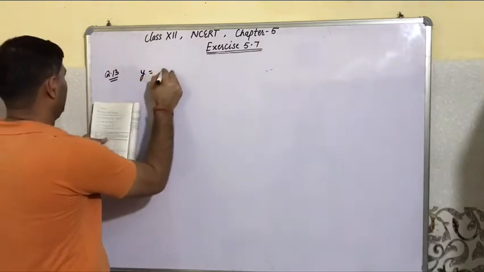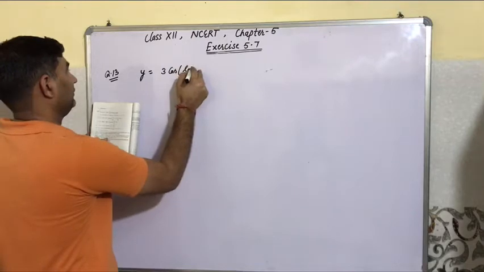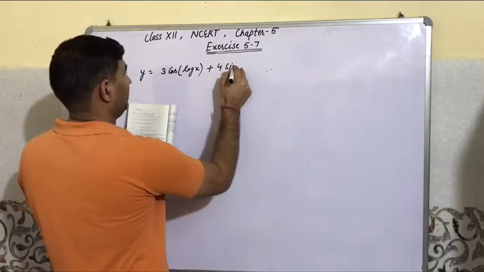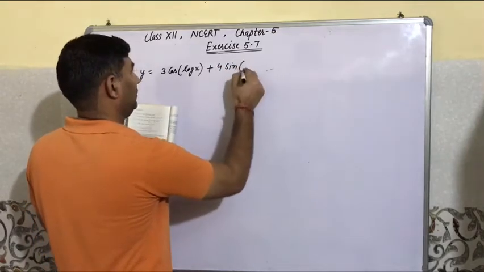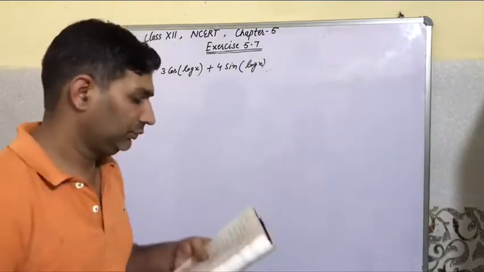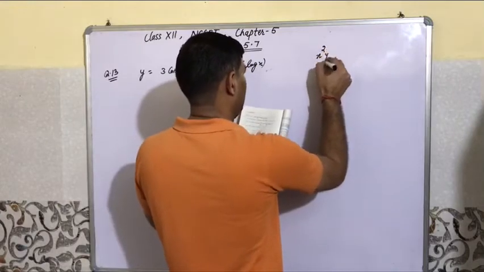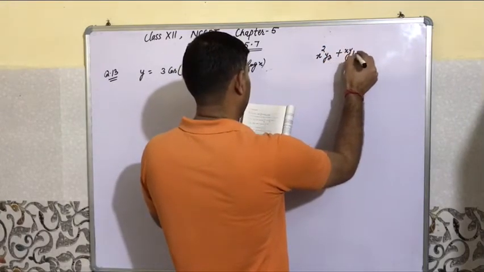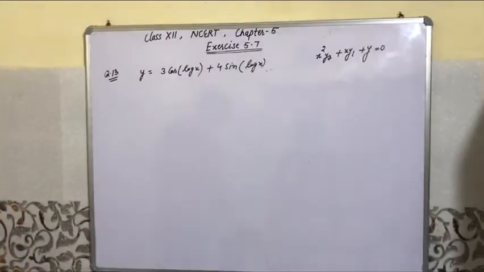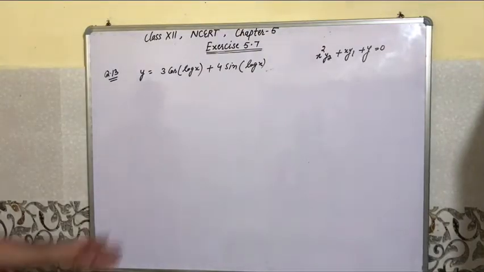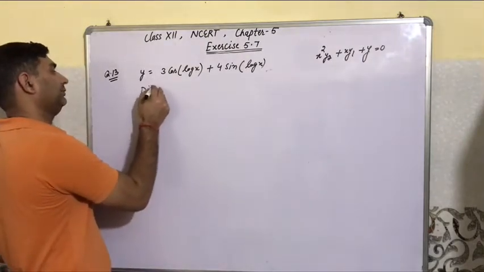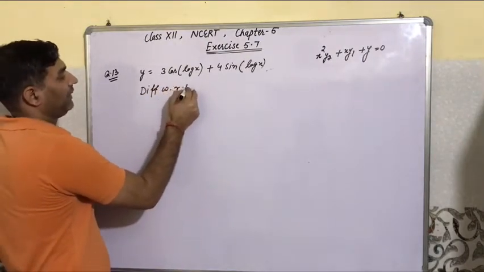y is equal to 3 cos log x plus 4 sin log x, and show that, शो करना है आपको d square y2 plus xy1 plus y is equal to 0. जो हमारे पास y2 means second order derivative, y1 is first order derivative, and y is given. Then differentiate with respect to x.